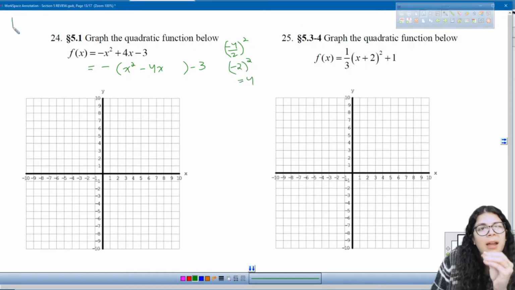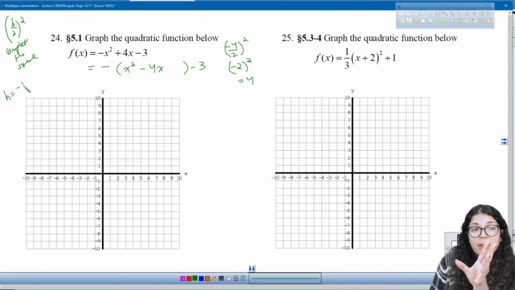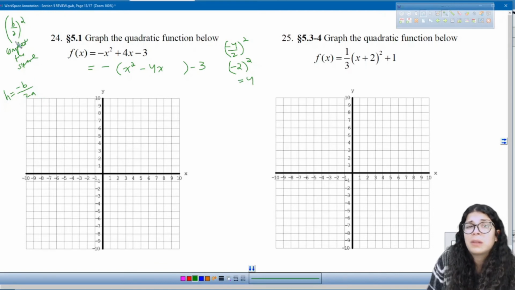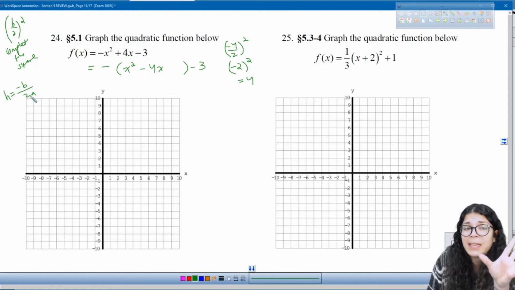Guys, remember, do not mix up these two formulas: b over 2 squared, which is how you complete the square, and the formula for the x value of the vertex, which is negative b over 2a. I know that might seem similar, but make sure that you make that difference. This one is for the x value of the vertex. This one is for completing the square.